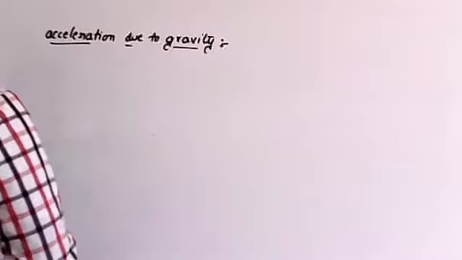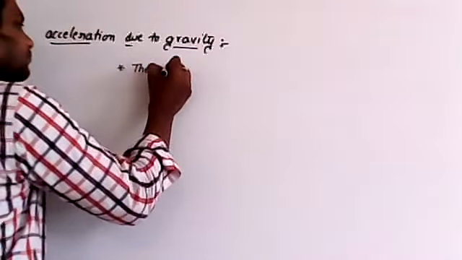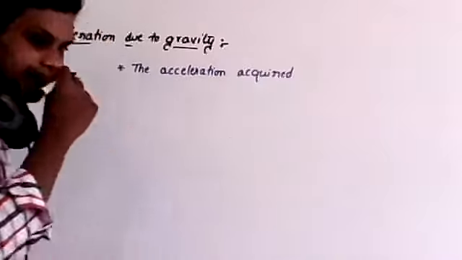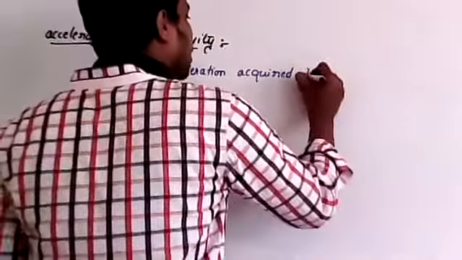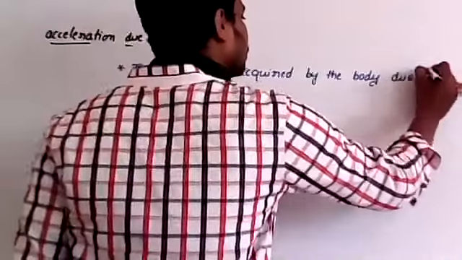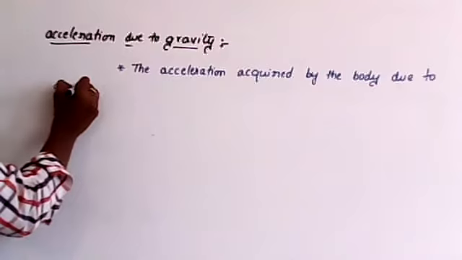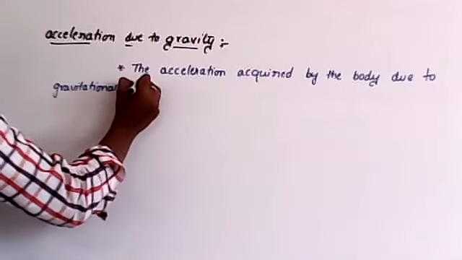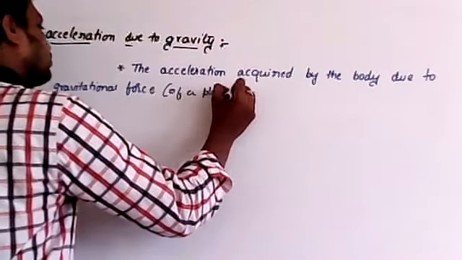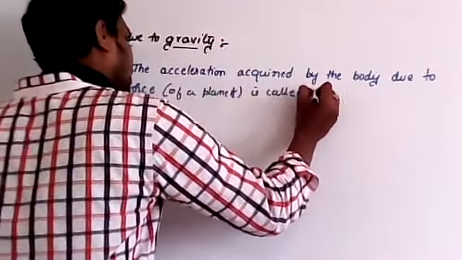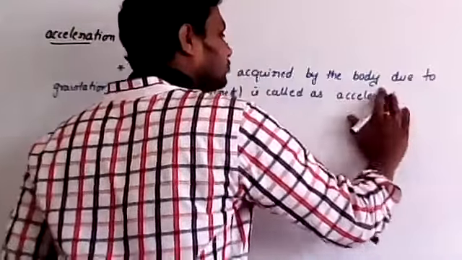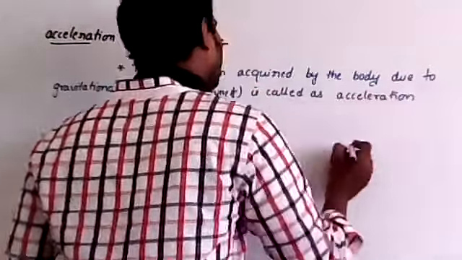So I'm going to write the definition for it. The acceleration acquired or gained by the body due to gravitational force of a planet is called acceleration due to gravity.